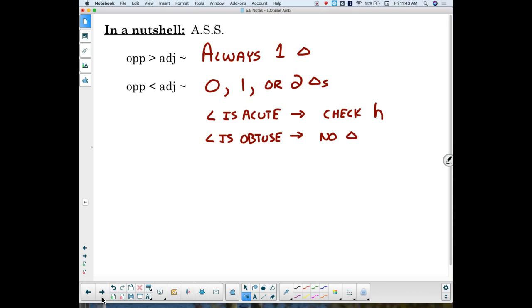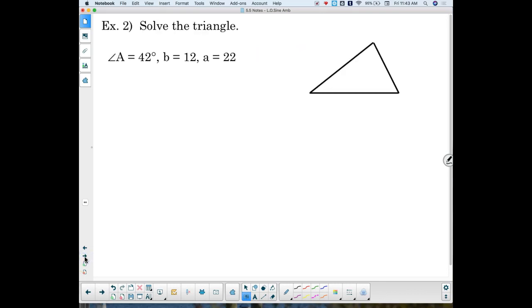But again, you have all of yesterday's notes in your notes, so you might have to refer back to it a couple of times. So, let's solve this triangle.